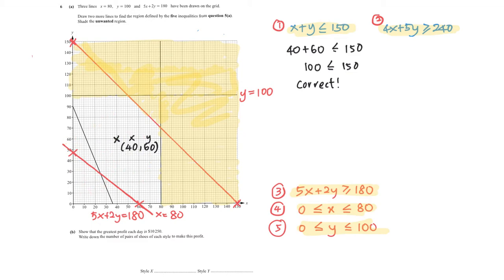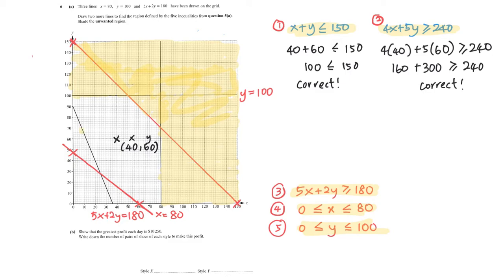Okay, so I'm going to substitute that. 4 times x, we use the same point, 40, plus 5y, y is 60, is greater than or equal to 40. Is it correct? So let's see here, 160 plus 300 is more than 240. Is it true? Yes, it is correct. So it means that this point falls in the right region, so the unwanted region should be behind here. Okay? So you get the idea now?